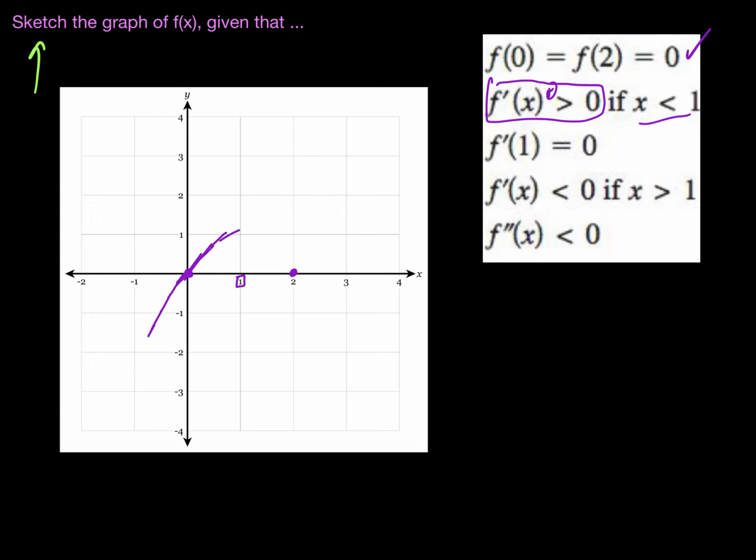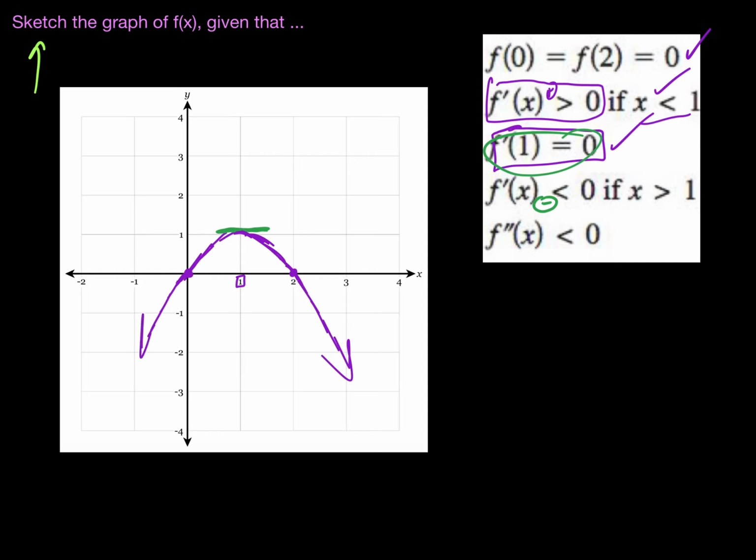So let's see what else we know. We know the derivative at x equals 1 is 0. What does that mean? The slope of the tangent line is 0. Next, the derivative is less than 0 when x is greater than 1. Less than 0 is negative, which means it's decreasing whenever x is greater than 1. But remember, we have a root there, and you will always cut through a root, and it just decreases from there on in.